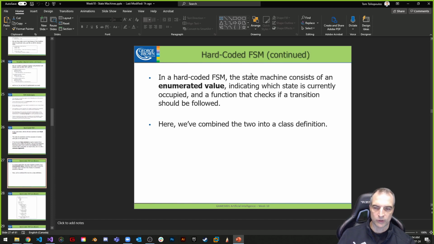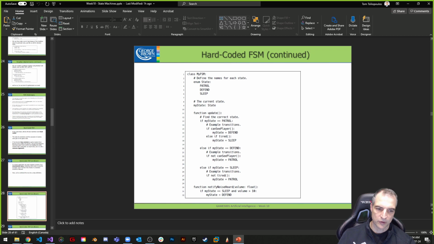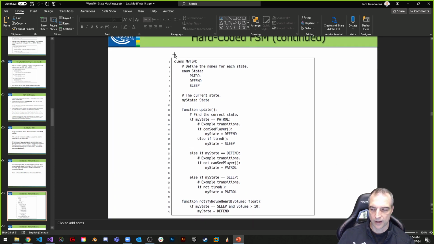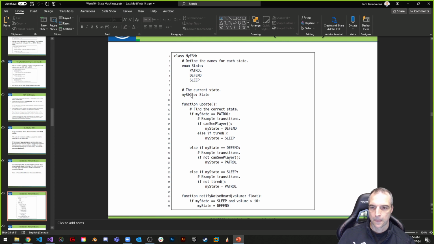One way to do it would be to have some kind of enumerated value indicating which state is currently occupied, and then a function that checks if a transition should be followed. Here's an example, which is very similar to what we talked about earlier with the common computer science finite state machine. Here's my finite state machine. Maybe I would have the enumeration in a separate file. It doesn't matter, but it's usually part of the class. So for example, we have a finite state which is patrol, defend, or sleep, right? And then my state. We might have an initial state that we set up. Maybe the initial state is patrol.